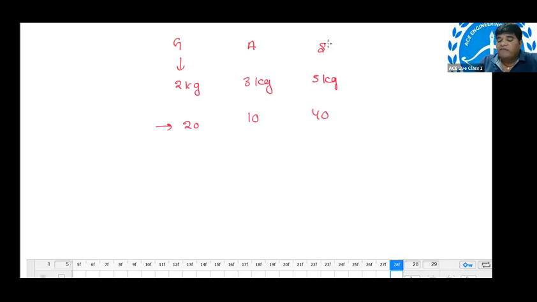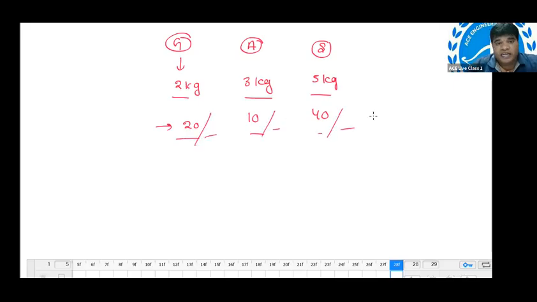Okay, so Shambhavi purchased 5 kg, each kilo costing 40 rupees. All of you concentrate, friends. Last point, all of you concentrate. 2 kg, 3 kg, 5 kg, at 20 rupees, 10 rupees and 40 rupees.